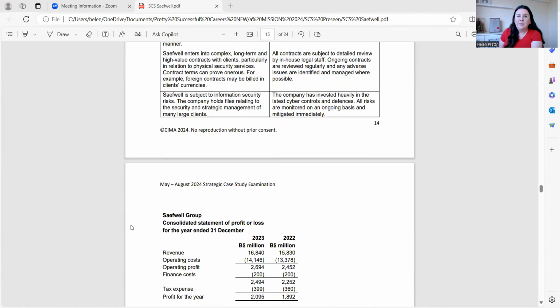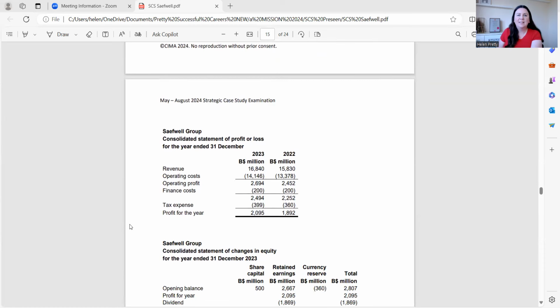Now going on to page 15, we have our financial statements. I'm going to read the financial statements and say some of the numbers for you, but please review these at your leisure. You need to know some of these numbers on here, okay? So we have a consolidated statement of profit or loss, or an income statement, for the year ended 31st of December.